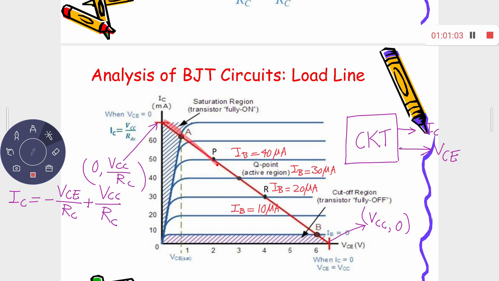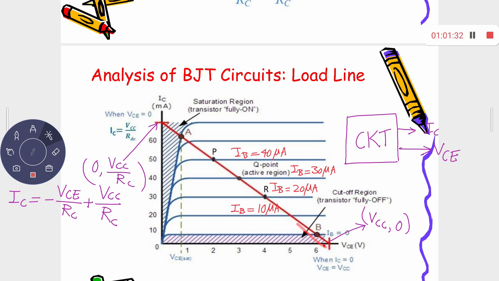So if IB is equal to 20 microampere, you can't expect that, although it seems that here IC is almost constant, that if IB is equal to 20 microampere, your VC is this much or that much. Because that transistor of 20 microampere base current is placed in the circuit itself, and it exhibits a curve like this.